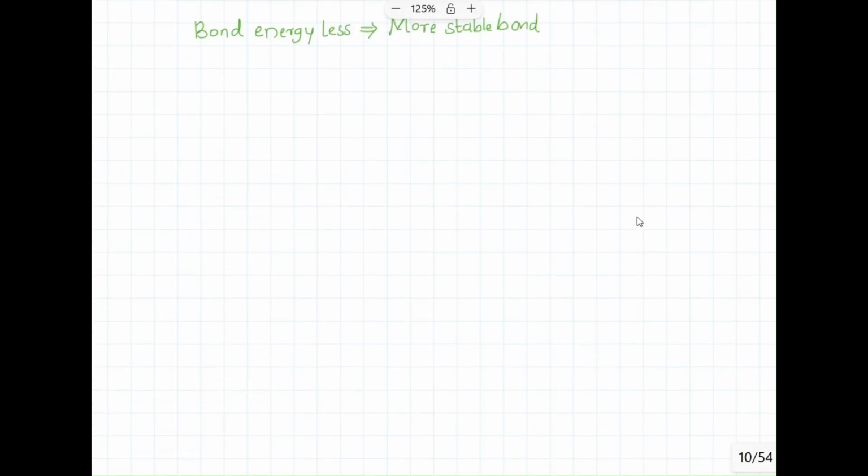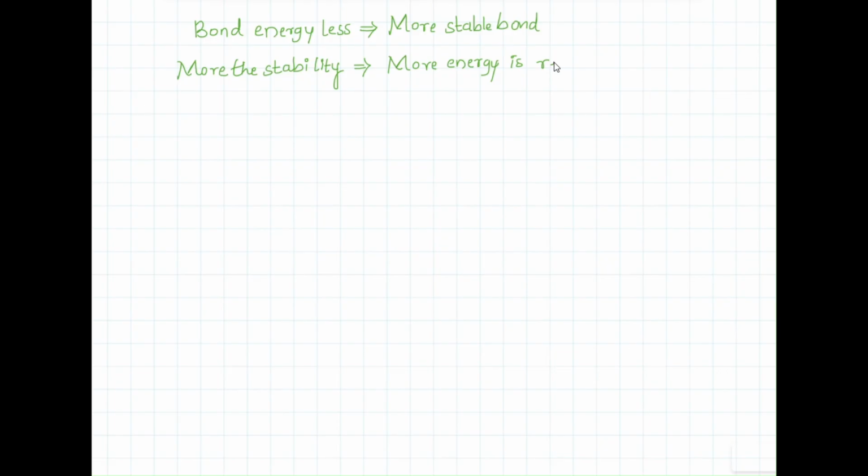And another point: more stability means more energy is required to break the bond. The more the stability, the more energy is required to break the bond.